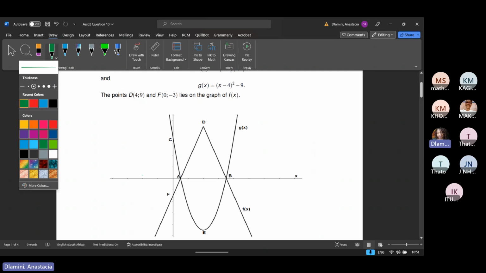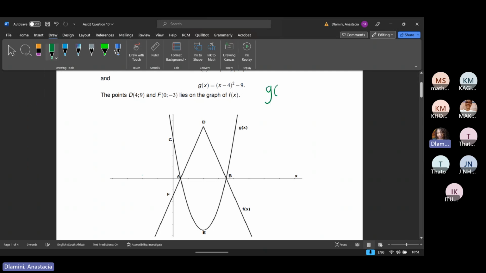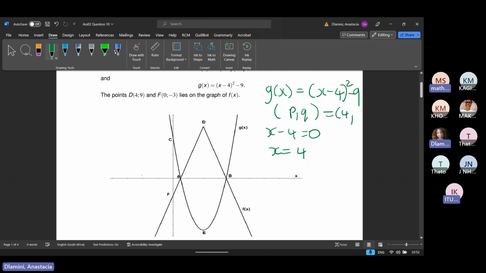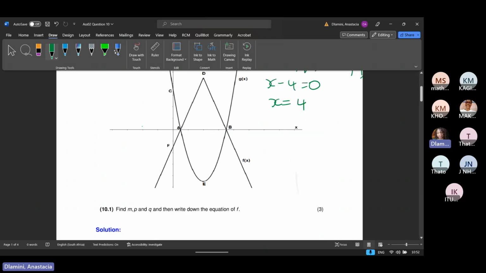I don't know if those who didn't attend understand or not. So g of x is equal to x minus 4 squared minus 9. We said that this is in vertex form, meaning that the P and the Q give the turning point of a parabola. The value inside the bracket, x minus 4, must be equated to 0. Therefore, x is equal to 4. So that's where we got the 4, and the 9 is exactly the same. That's where we got the 4 and minus 9.